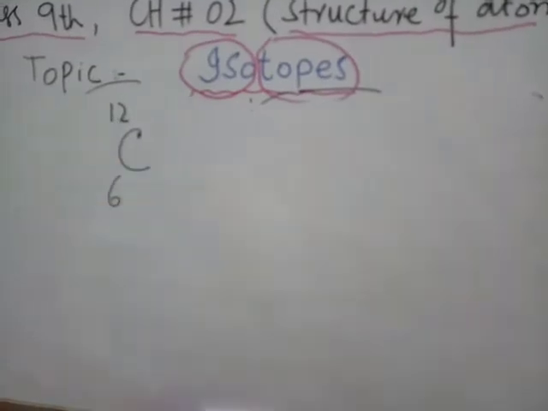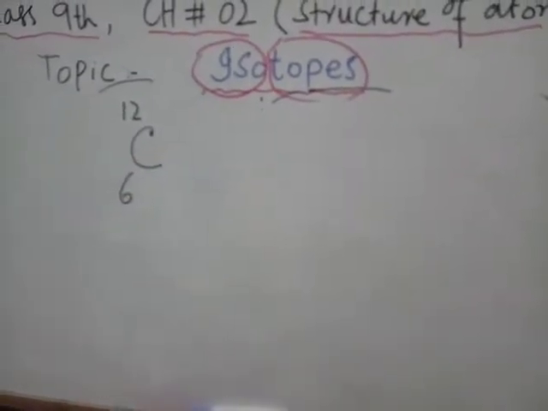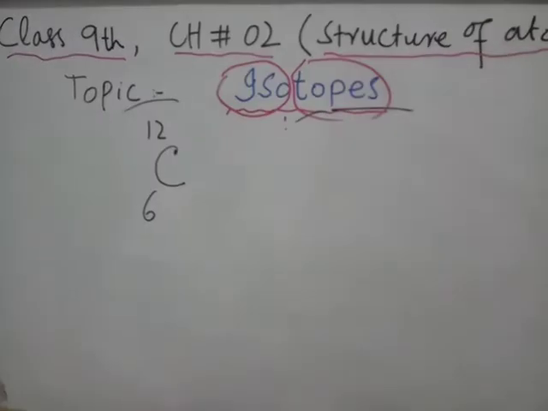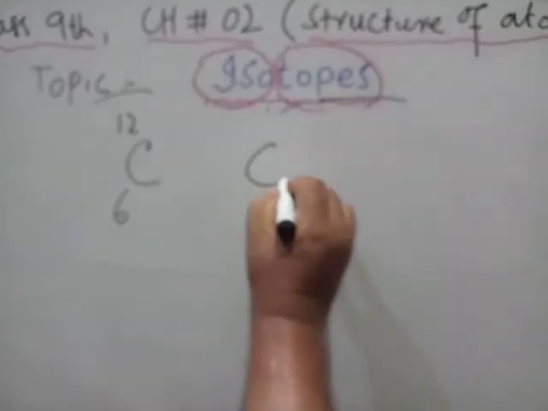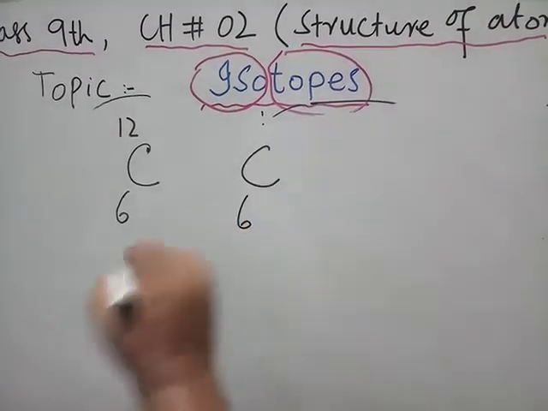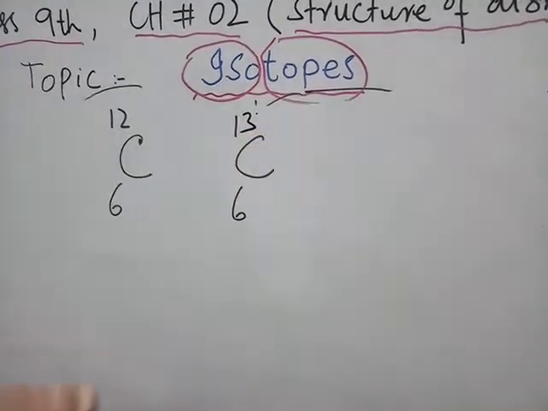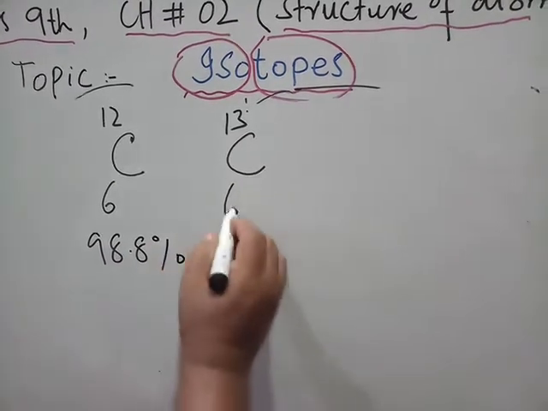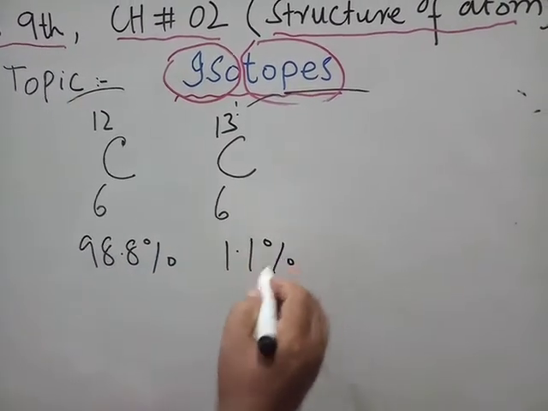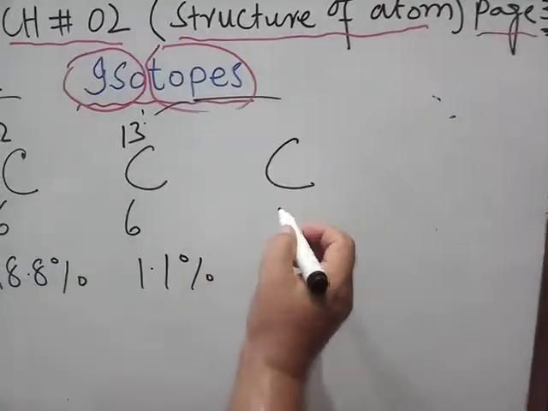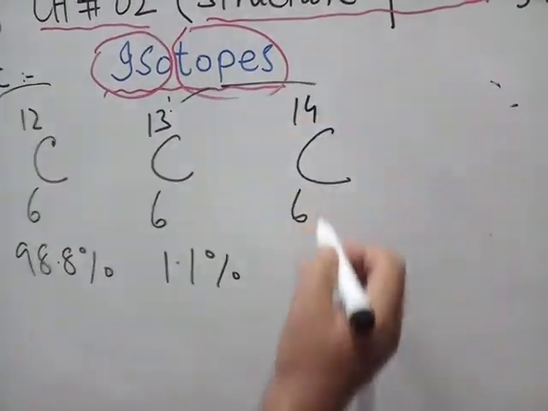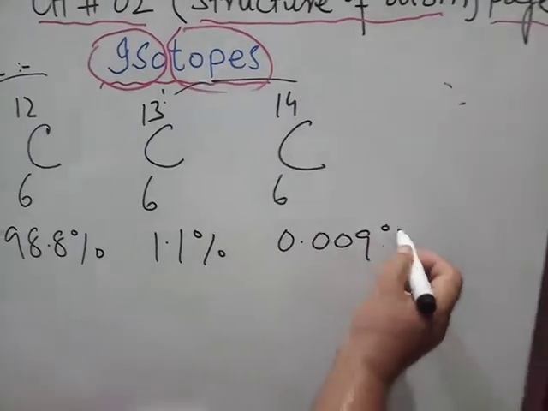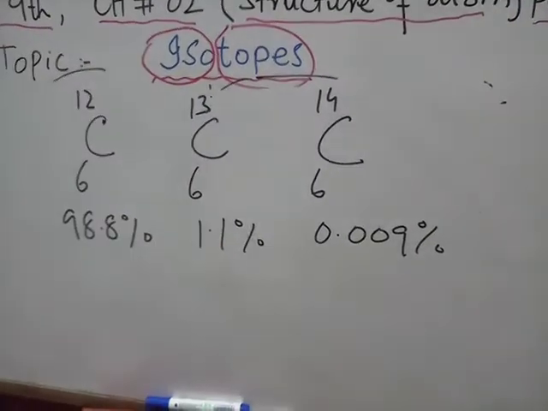It has mass number 12. You know, mass number is the sum of the number of protons and neutrons present in the nucleus. So this is the first isotope of carbon. Similarly, there is another isotope of carbon which is represented as C-13 with atomic number 6. It is present as about 98.8%, and its percentage is 1.1%, while the third isotope is C-14. This is radioactive, and its percentage is very small, 0.009%. So you can also check the percentages.